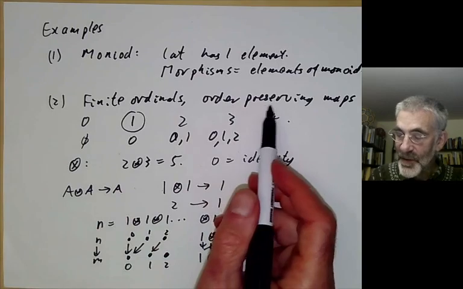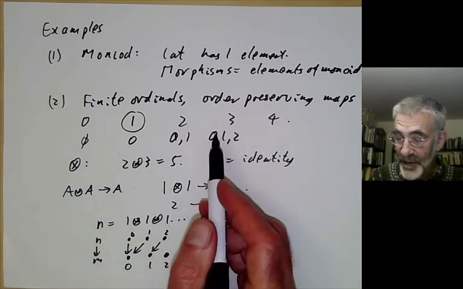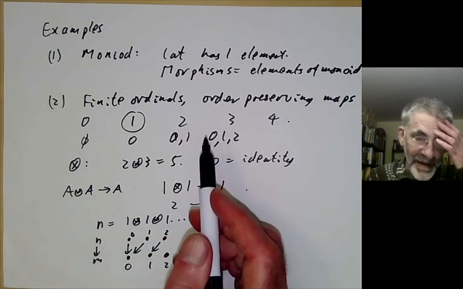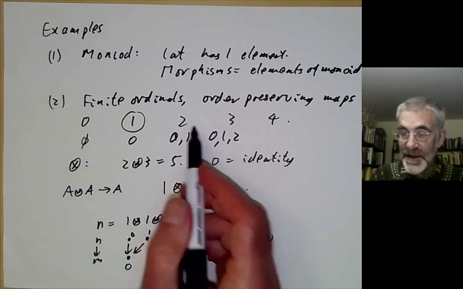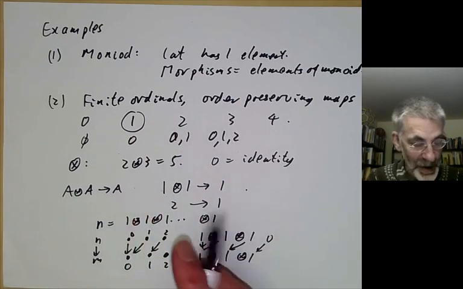This category of order preserving maps turns up rather a lot. It's called the simplex category, and it's very closely related to things like simplicial sets. I mean, a simplicial set is essentially a contravariant functor from this category to the category of sets.